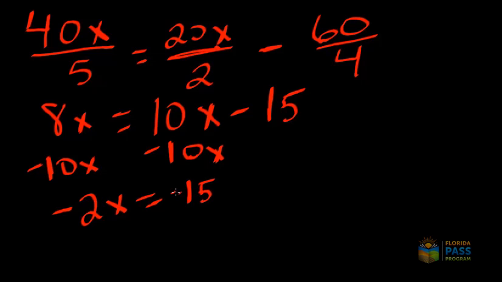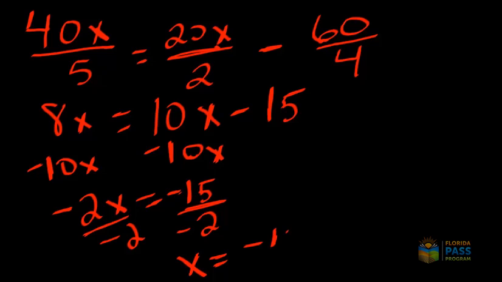Divide by negative 2. And then you're left with x equals negative 15 divided by negative 2. Because 2 can't go into 15, I'm going to just leave my answer as a fraction. But here's a common mistake. You should notice that there are two negatives here. A negative divided by a negative is a positive. So that means your answer is actually positive 15 over 2.